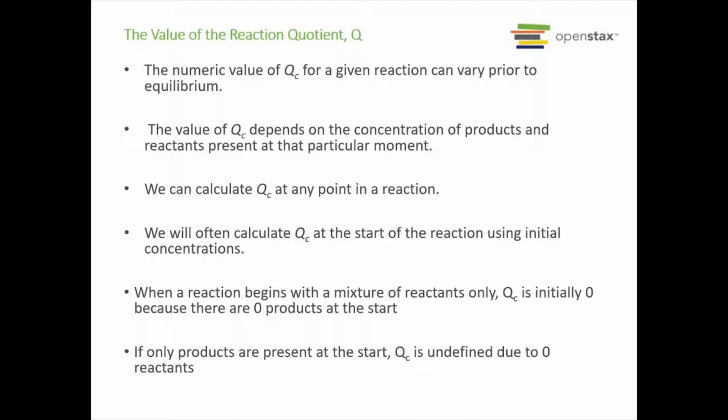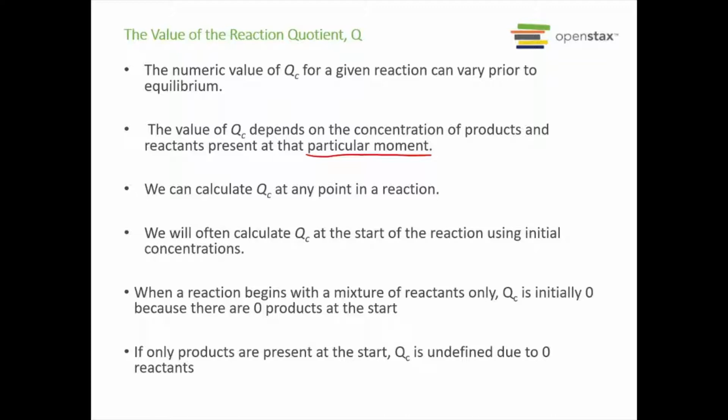Now, the numeric value of Qc for a given reaction can vary before you reach equilibrium. So you can have different Qcs until you are at equilibrium. The value of it depends on the concentration of your products and reactants at that particular moment. So you can have different Qcs as the reaction progresses until you reach equilibrium. We can calculate it at any point in a reaction. We'll often calculate it at the start of the reaction using initial concentrations.